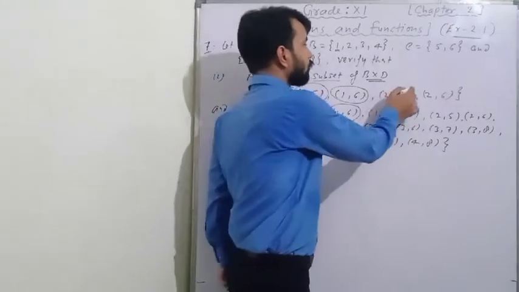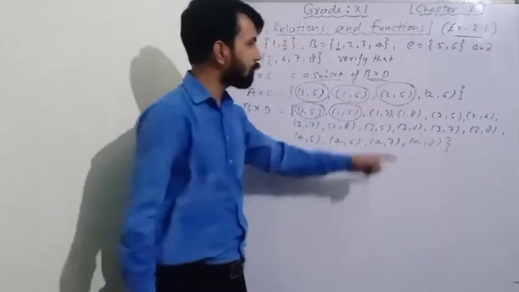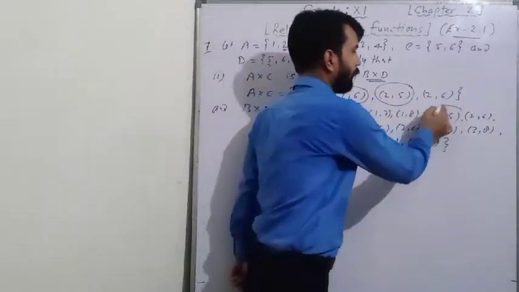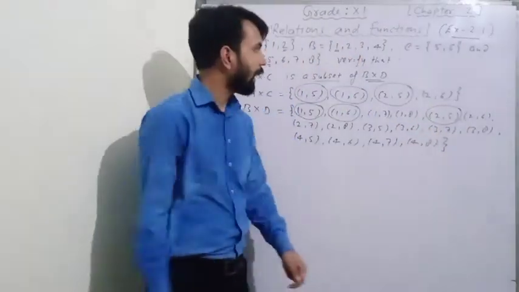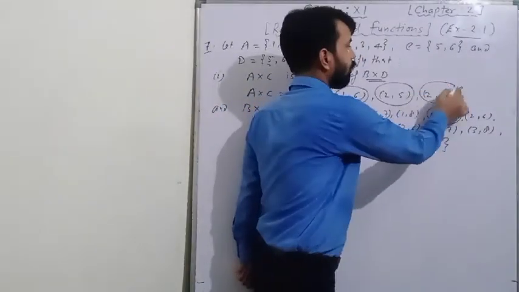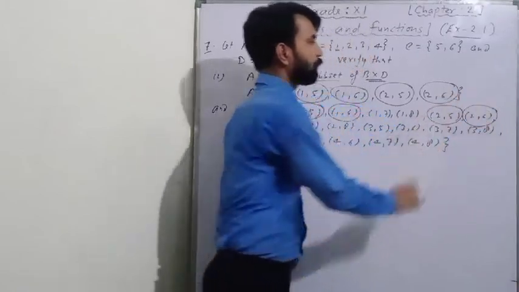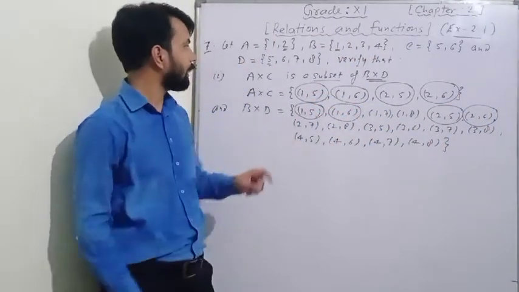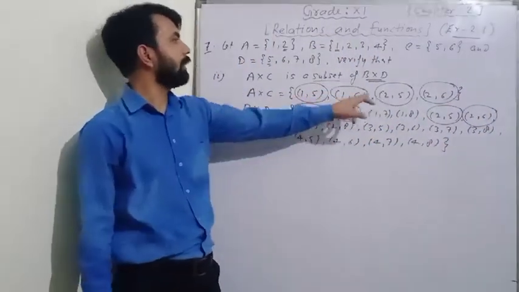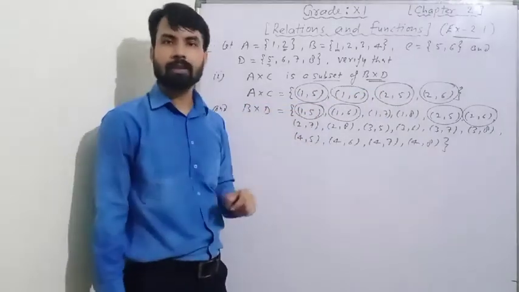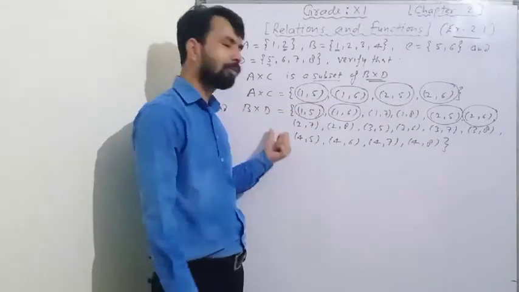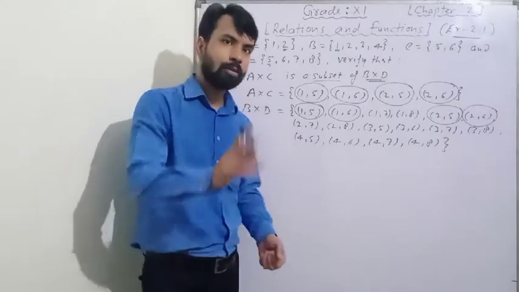Next element is 2, 5. It is also present in B cross D, 2, 5, that is. And 2, 6. It is also present in B cross D. Clear? So here clear that all the elements of A cross C are present in B cross D. So A cross C is a subset of B cross D. Understood? So what you have to write?